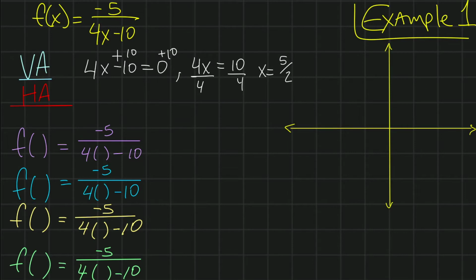x is equal to 5 over 2. Our horizontal asymptote comes again by looking at the degree of the numerator and the degree of the denominator. Because the degree of the numerator is less than the degree of the denominator, our horizontal asymptote is going to be at y is equal to 0.